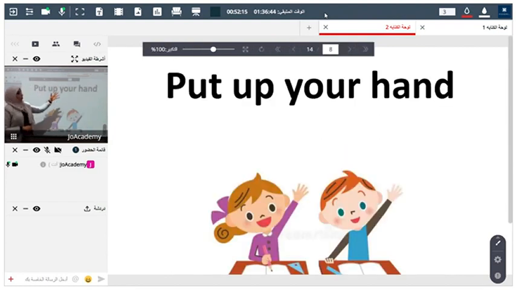Put up your hand. When do you usually do this? Yes, that's right. When you want to ask a question for your teacher, or if you want to answer a question, then you put what? Your hand up. Good. So put up your hand.